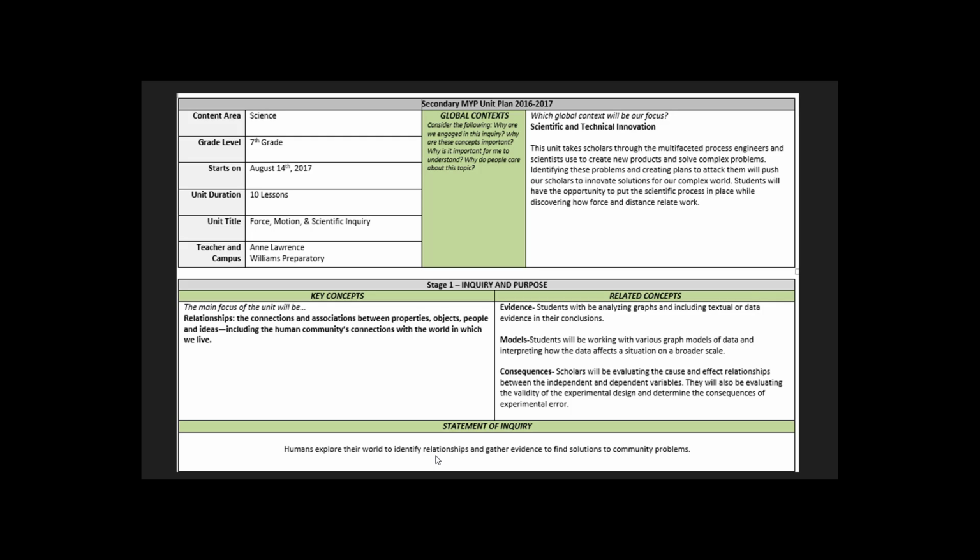So our goal at the end of this unit is for students to internalize that statement of inquiry and recognize that this unit really has a broader scope.